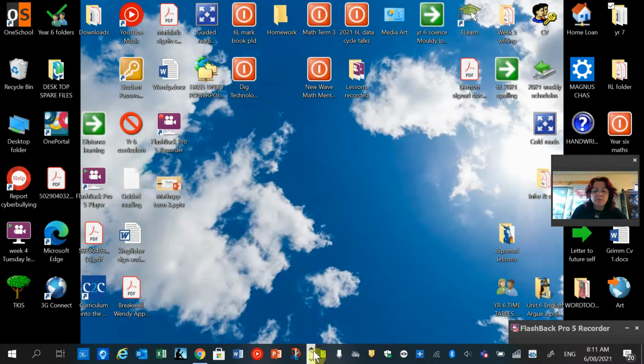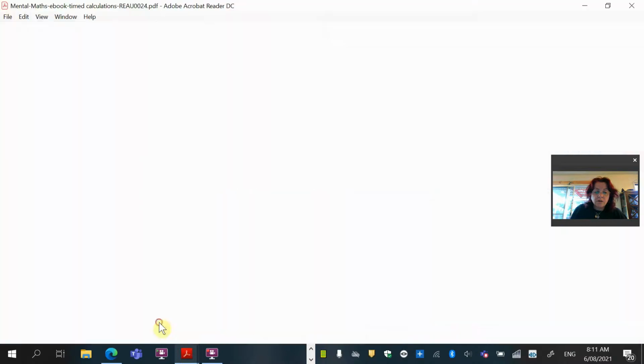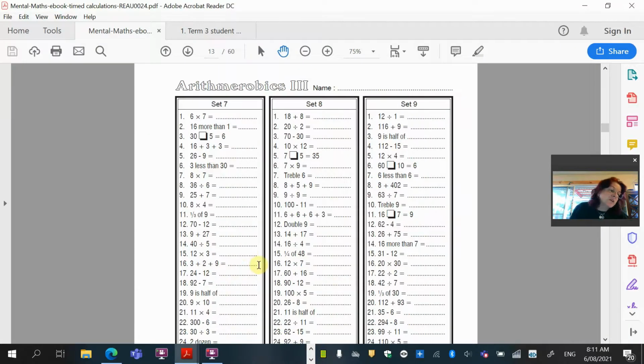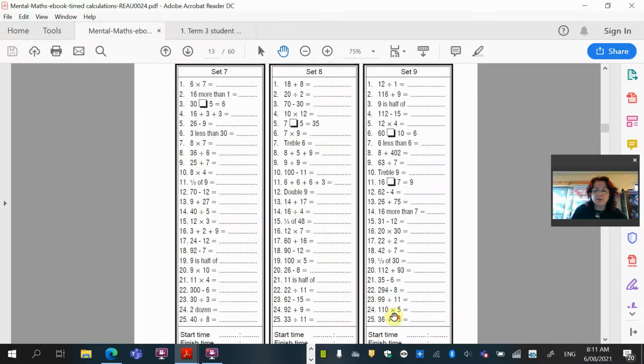So just to be really, really clear, the timed maths, you are doing set 8 and 9, so that's this set today. So just write those down and do that.